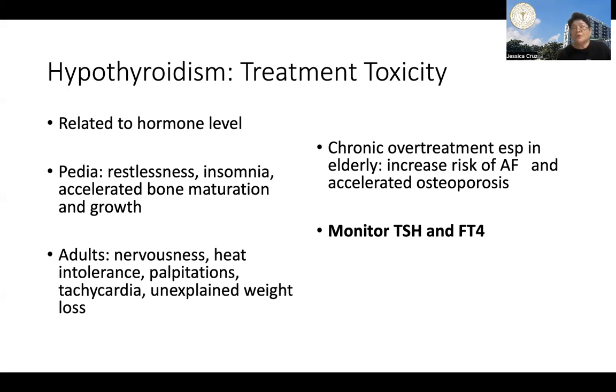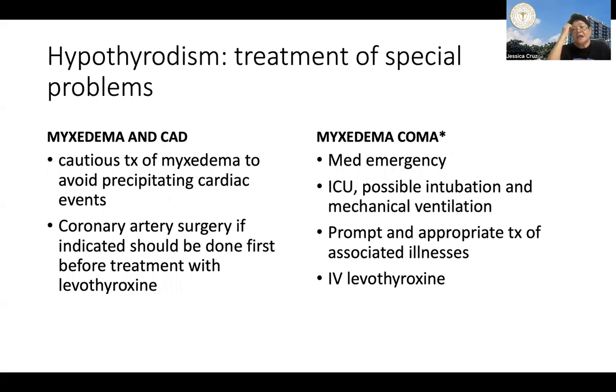Importantly, chronic overtreatment in the elderly may increase the risk of atrial fibrillation and other arrhythmias, as well as accelerate bone loss. So while on treatment, it's very important to periodically monitor TSH and free T4 levels. Now, what about myxedema and coronary artery disease? Often, these come hand in hand.